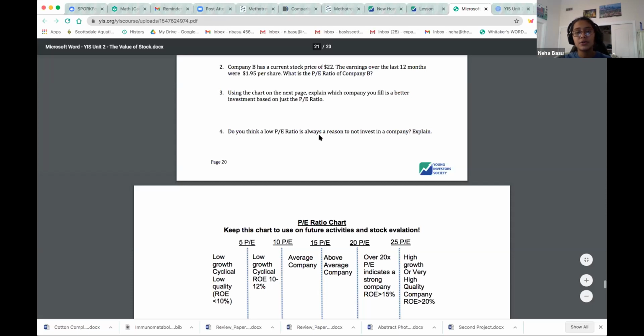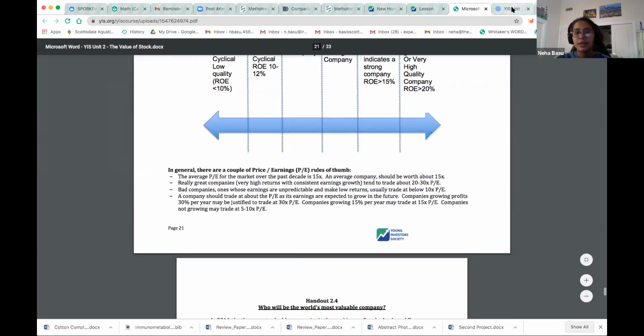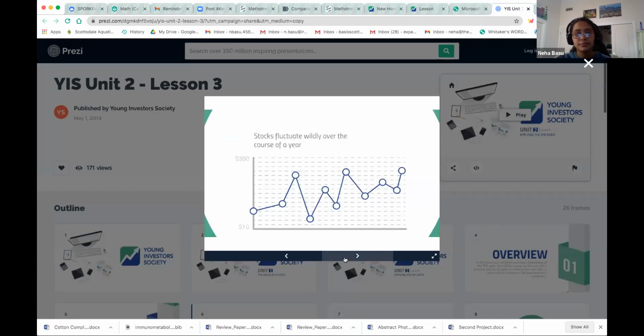So a low PE ratio should not always be a reason that causes you to not invest in a company. So I think that's it for handout 2.3. Now we're going to get going with the lesson.